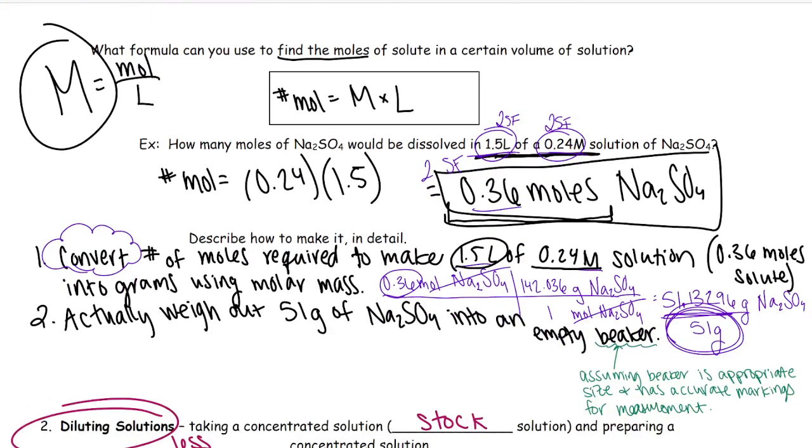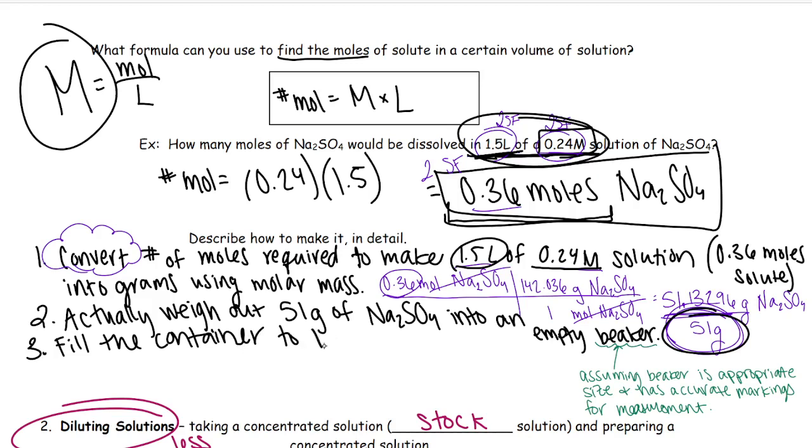But in this case, A, we're not looking for a 1 molar solution, and B, we've already identified we want a different volume of this. And so all of these calculations that we did were based on this amount. So if I want to get 1.5 liters, I don't need to do anything extra with this. This is the number that I would use to get 1.5 liters. So my step number 3 is to fill the container to the 1.5 liter mark.